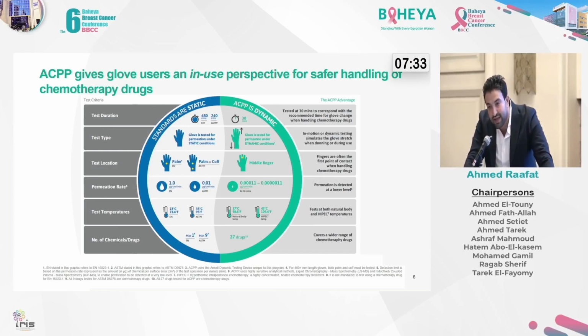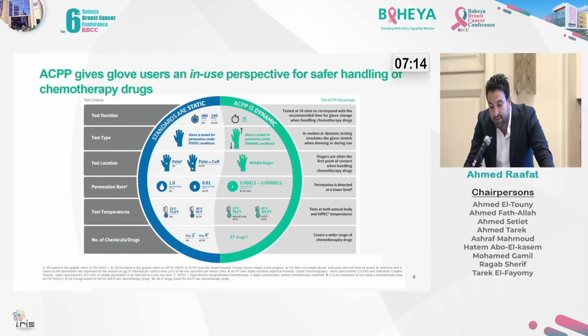Regarding the standards, they are made at 240 minutes, which we don't use the glove for. And the test type is dynamic, not static. The standards make all the tests static, and Ansel made the test dynamic to know whether, when we stretch the glove, the material passes through the glove or not. And the test location is the palm and the cuff.